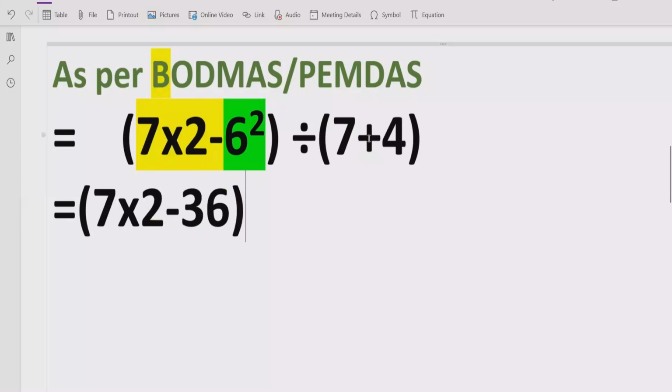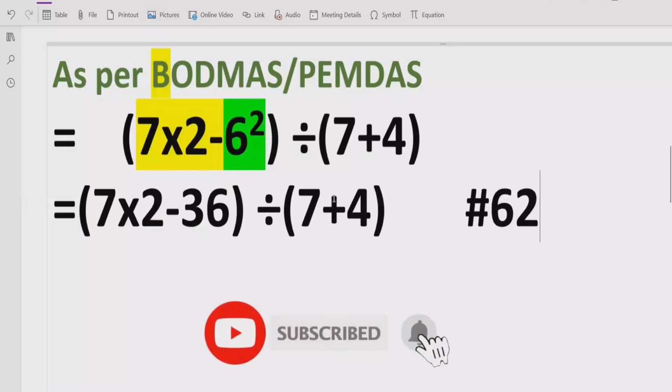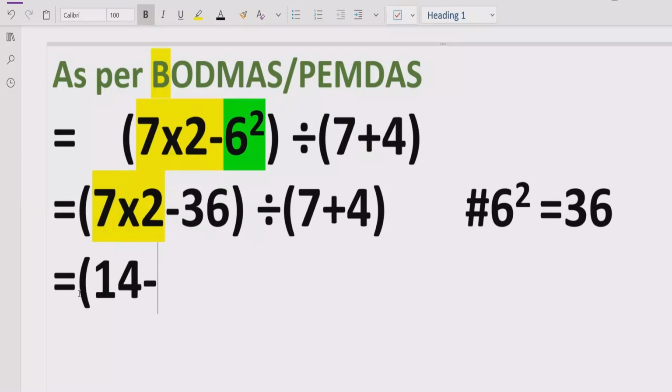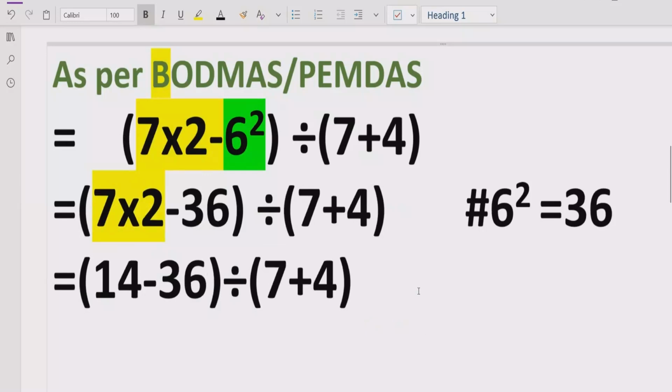Now, divided by this part, we will write as it is. And here we will give the reference: 6 raised to power 2 equals 36. Now, move forward. Now, we will solve this bracket, but we have another operation which is multiplication. So, we will solve this one. 7 multiplied by 2 equals 14, minus 36 and divided by 7 plus 4 we will write as it is, and here we will give the reference: 7 multiplied by 2 equals 14.